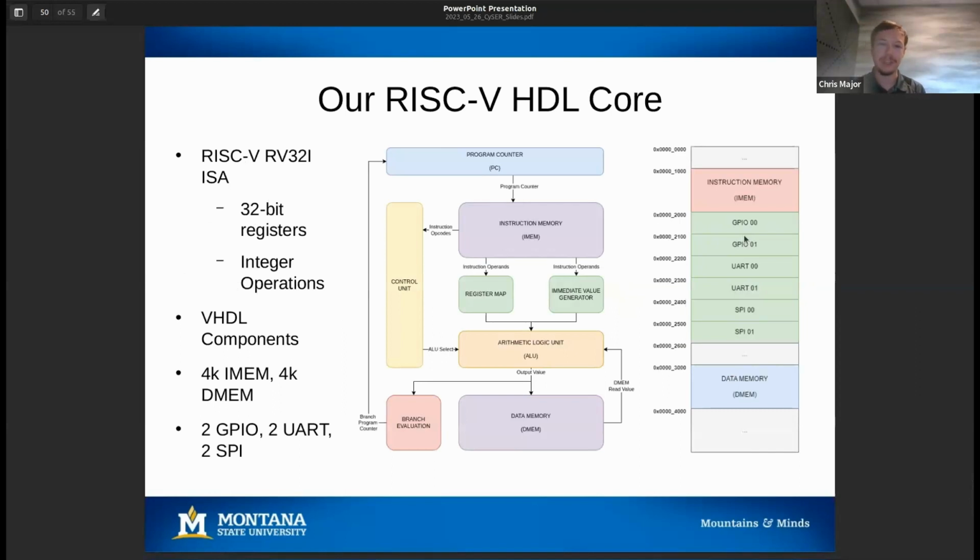We did this all in VHDL components. We have about 4 kilobytes of instruction memory, or IMEM, and about 4 kilobytes of data memory, or DMEM, which is plenty enough to build a pretty decent sled. But we also added some GPIO to try and interface with another sort of interactive demo. So we added 2 GPIO to it, 2 UART ports, 2 SPI ports, and all these are accessible.